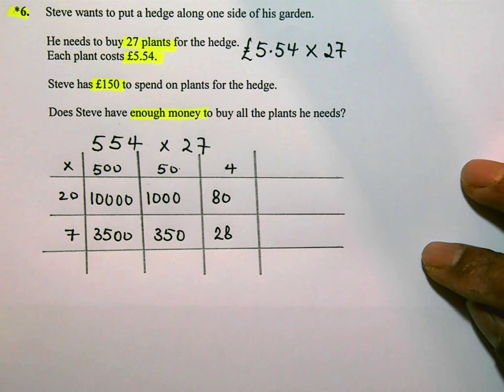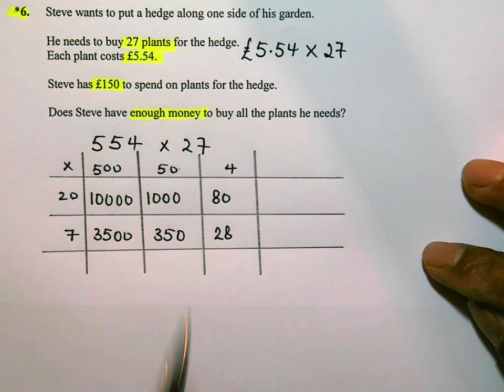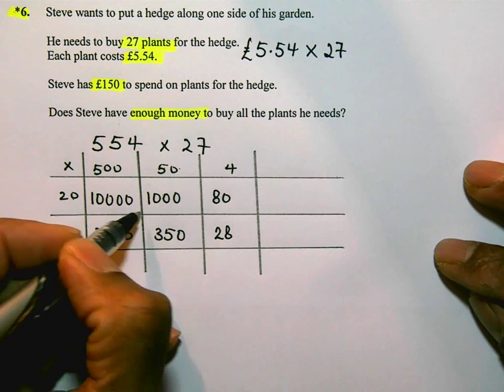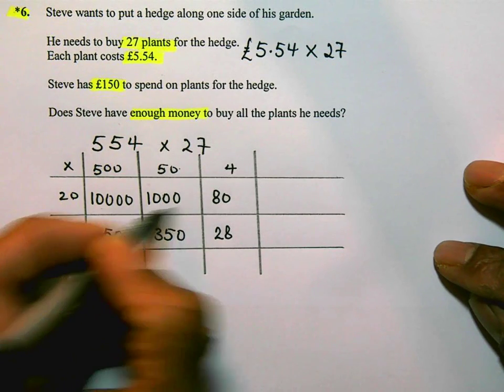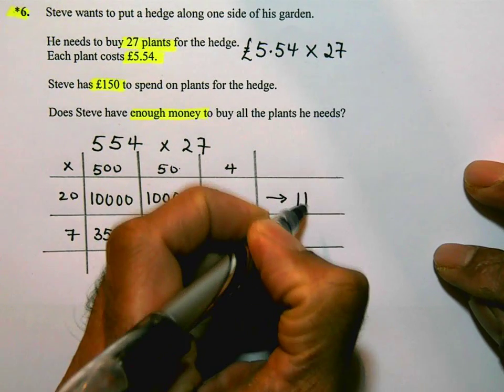Okay, so I've done my multiplication. Do a quick check to make sure it's correct. If you get all of these right, you are picking up marks as you go along. Now I need to add these up. 10,000 add 1,000 is 11,000, plus 80, that's going to give me 11,080.